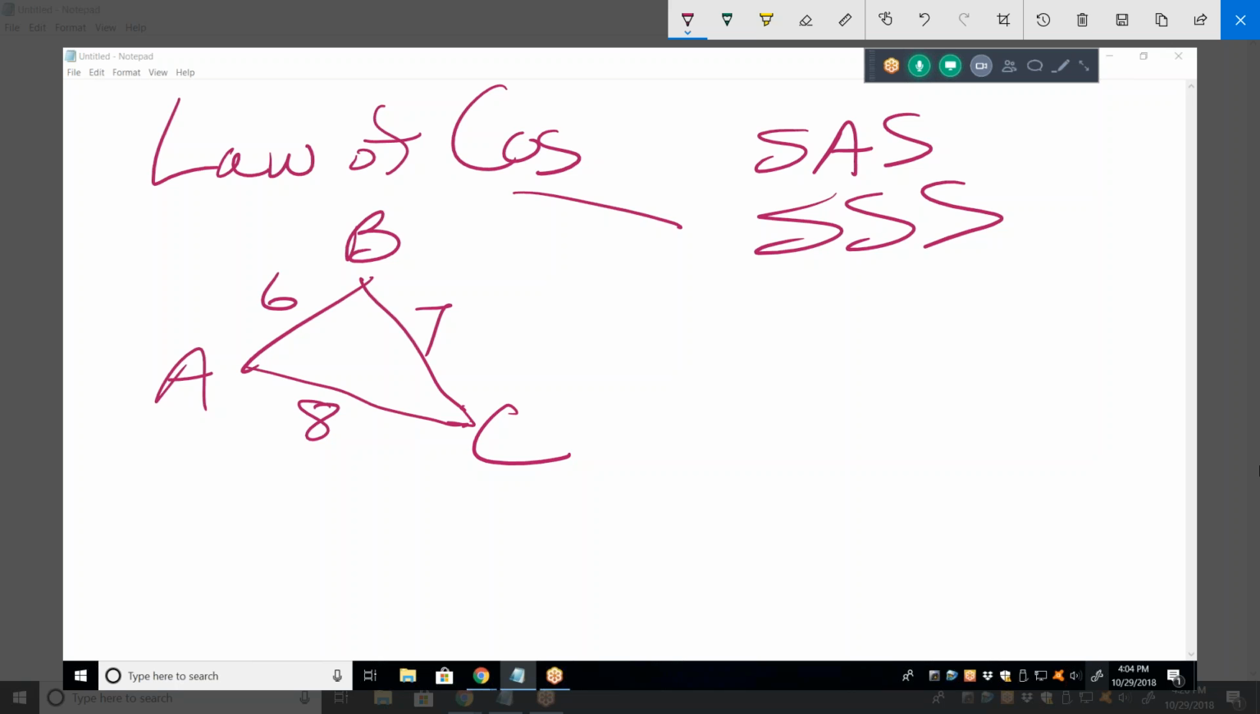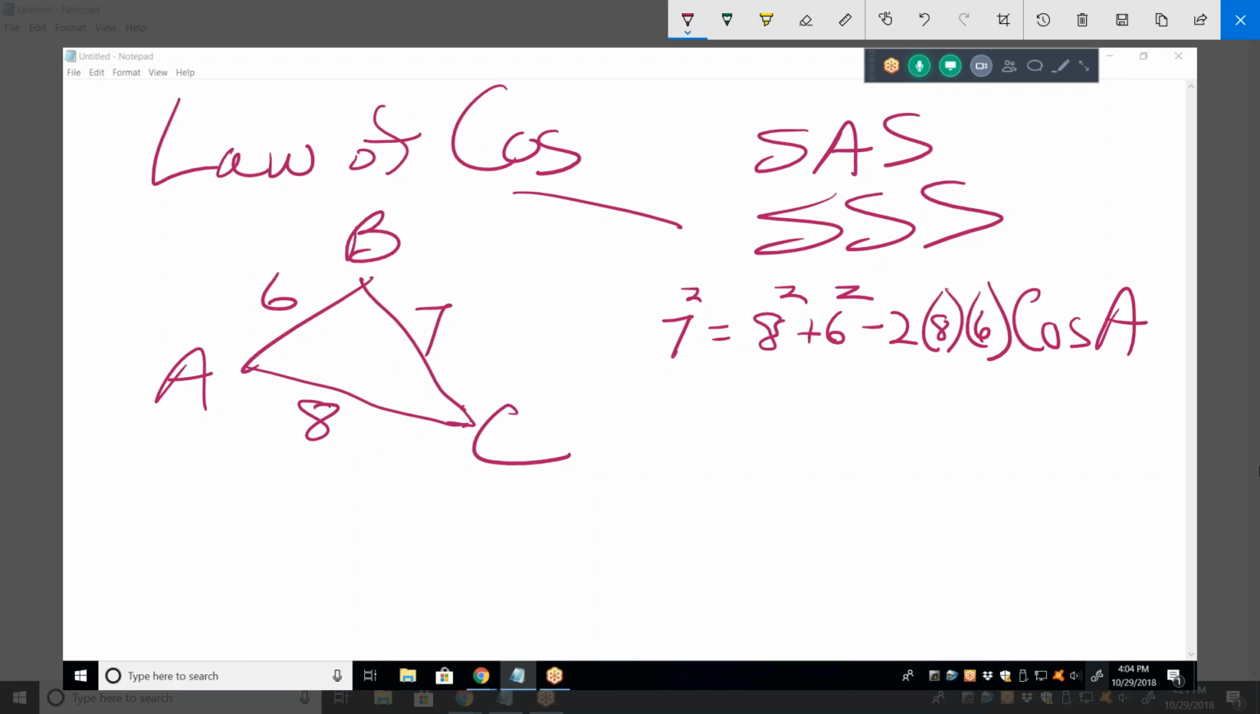I'll give you a hint. You could use any of the three. I guess a squared equals b squared plus c squared minus 2bc cosine A. A squared is 7 squared. That goes on the left. Equals b squared plus c squared minus 2 times 8 times 6 times cosine of A. Now, in this situation, notice that the only unknown is on the right side, but I can still solve for it.